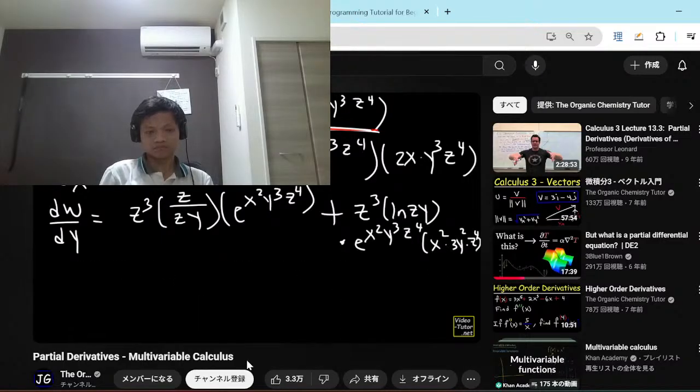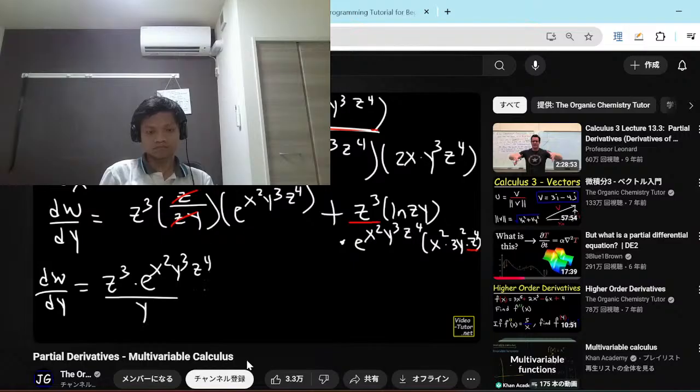Let's simplify what we have. So we can cancel z, and we can combine z to the third and z to the fourth. So dw is equal to z³ times e^(x² y³ z⁴) divided by y, plus 3x² y² z³ times z⁴, that's z to the seventh, and then ln zy times e^(x² y³ z⁴).